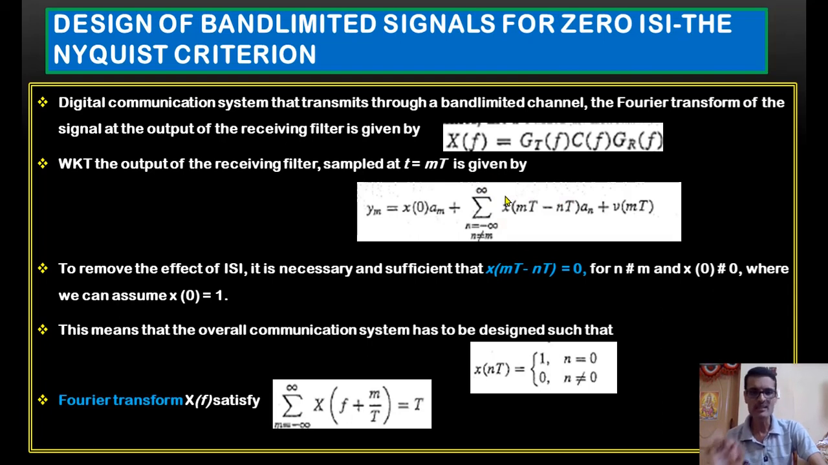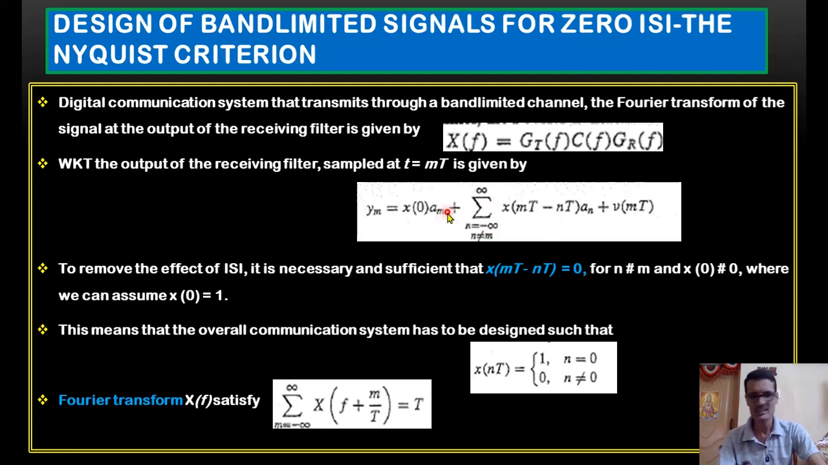So the necessary condition to eliminate the ISI is that x of (mT minus nT) should be equal to 0 for n not equal to m. This is the condition for n not equal to m, for all the remaining possibilities, between minus and plus infinity. And x of 0 should not be equal to 0. If it is 0, then we are not going to get that particular symbol itself. So we have to satisfy these conditions.